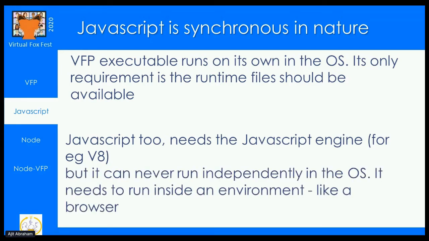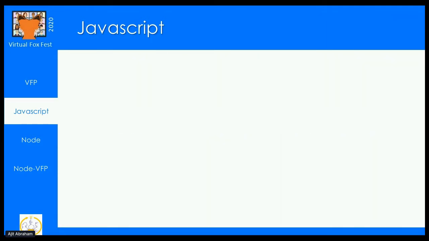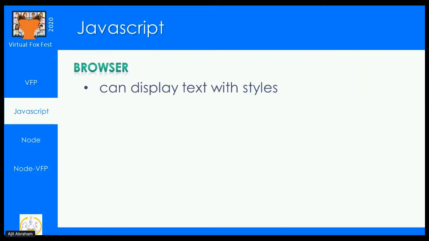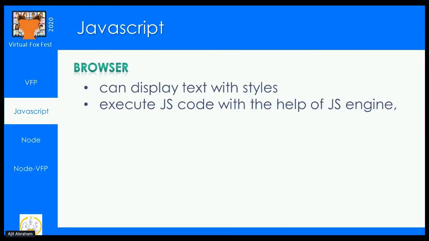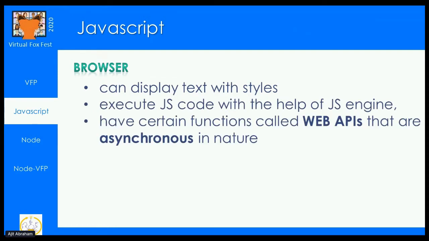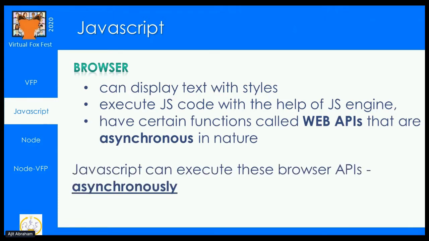Now, why is this special? A browser can display text with styles, it can execute JavaScript code, and it also has web API functions that are asynchronous in nature. And you know what? JavaScript can execute these browser APIs asynchronously.